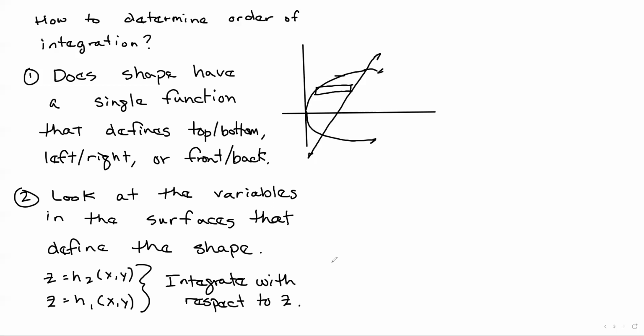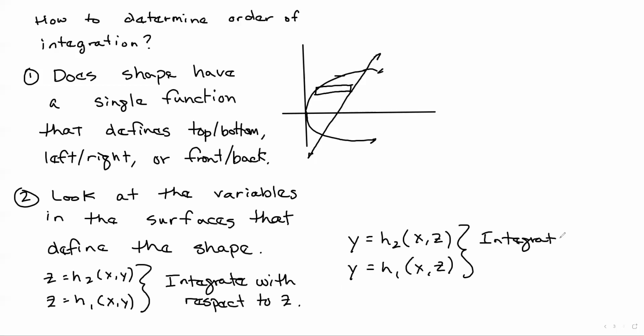Now that's as opposed to, let's say you're looking at a different problem, and in that problem they say your object is bounded by y equals something in terms of x and z, and something else in terms of x and z. You've got two different y bounds. Then this is saying, hey, you should integrate with respect to y first. So we'll do examples to make that clear.